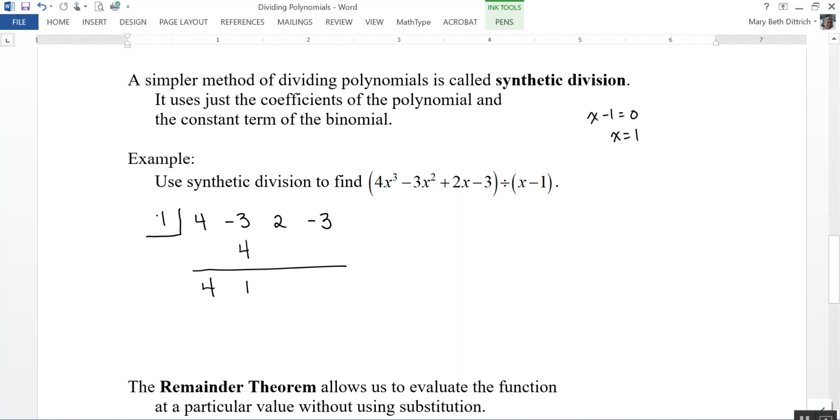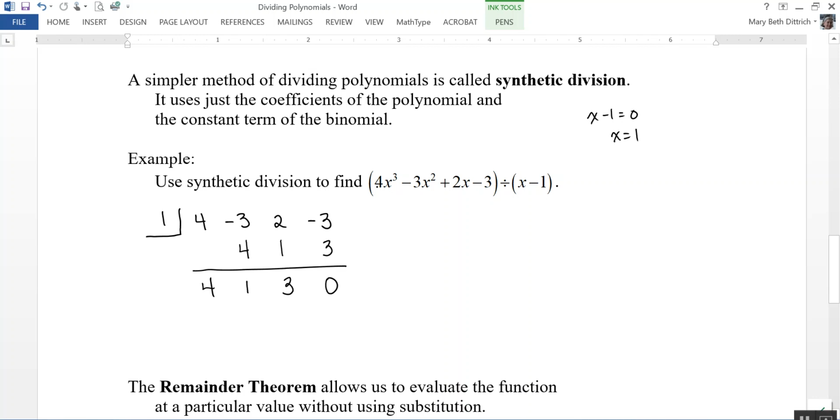And let's do it again. The 1 in the box times the 1 that I brought down is equal to 1, and I write it here. So 1 times 1 equals 1. Add, that gives me a 3. And the last time, 1 times 3 gives me a positive 3. Write it here. Add, and that gives me a 0. And that's my solution.